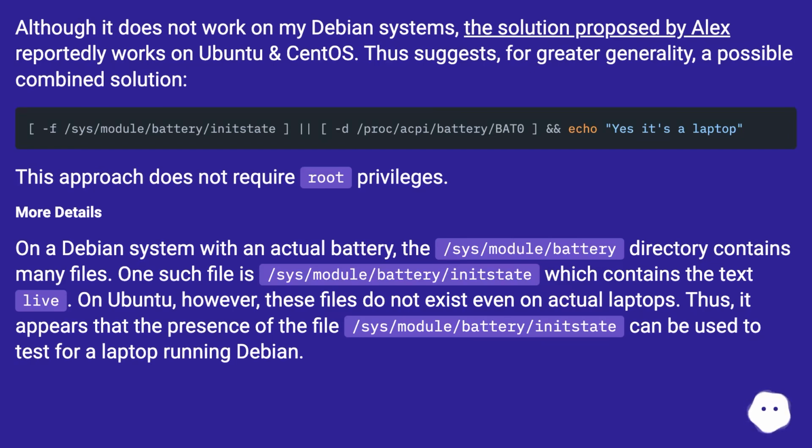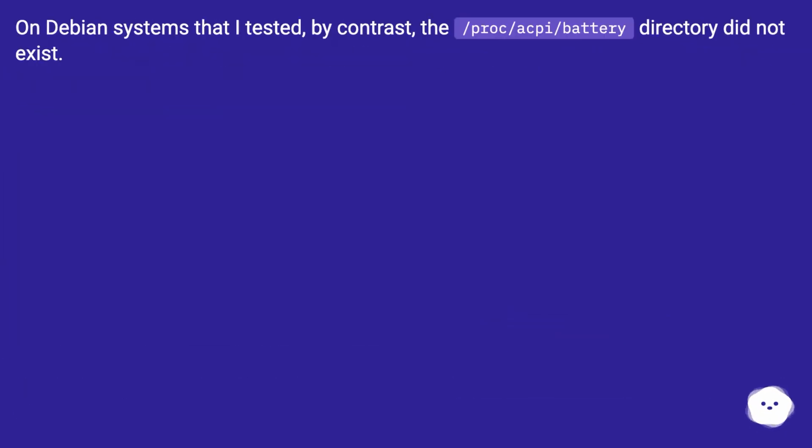More details. On a Debian system with an actual battery, the /sys/module/battery directory contains many files. One such file contains the text live. On Ubuntu, however, these files do not exist even on actual laptops. Thus, it appears that the presence of the file can be used to test for a laptop running Debian. On Debian systems that I tested, by contrast, the /proc/acpi/battery directory did not exist.